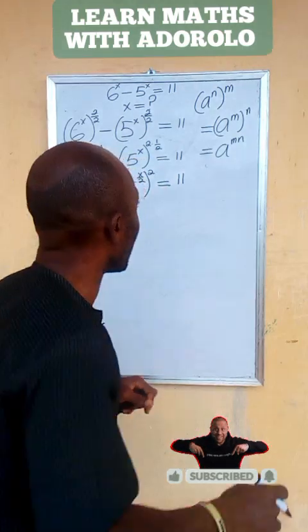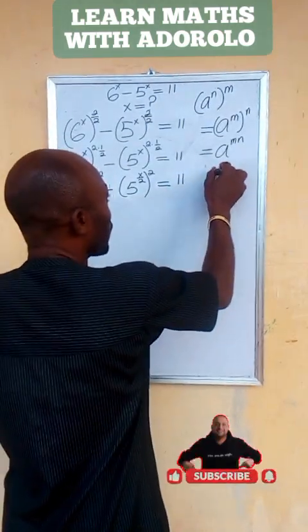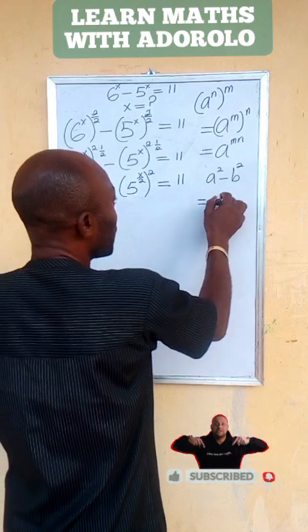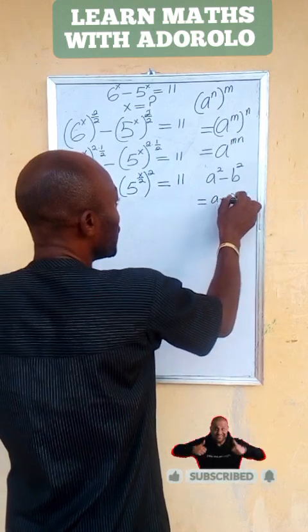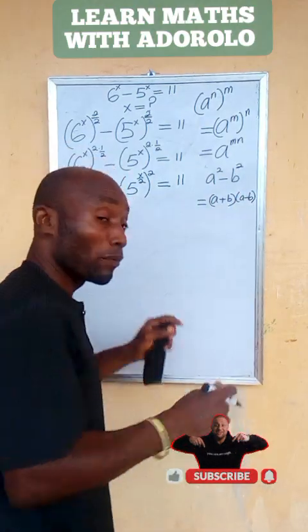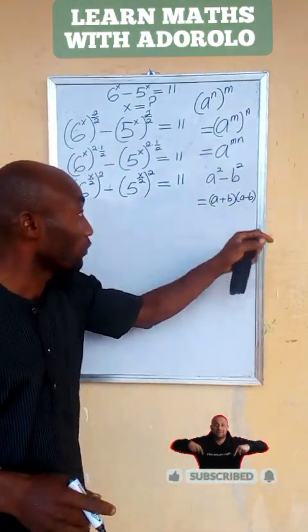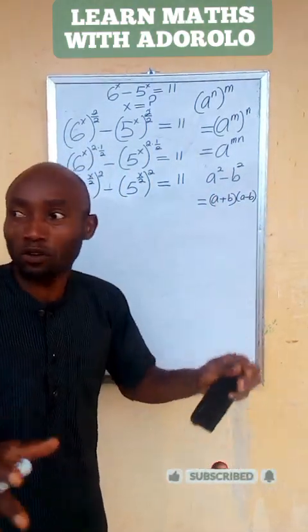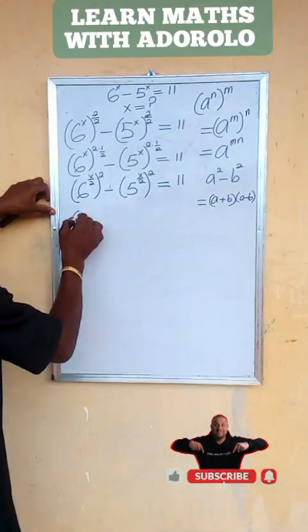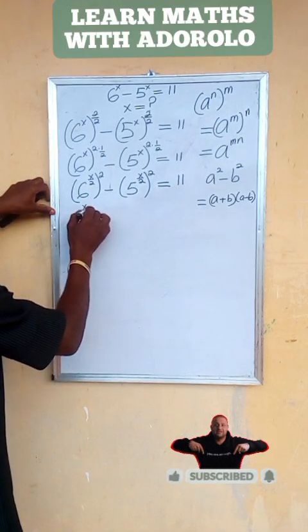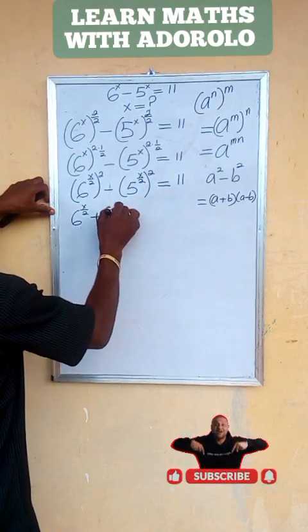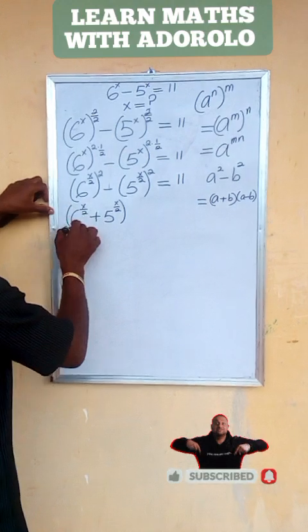The next step, we are going to apply difference of two squares, which is a to the power of 2 minus b to the power of 2 is equal to a minus b, a plus b, or a plus b, a minus b. This is called difference of two squares. So applying the knowledge here, we are going to have 6x over 2 plus 5x over 2. That is for positive.